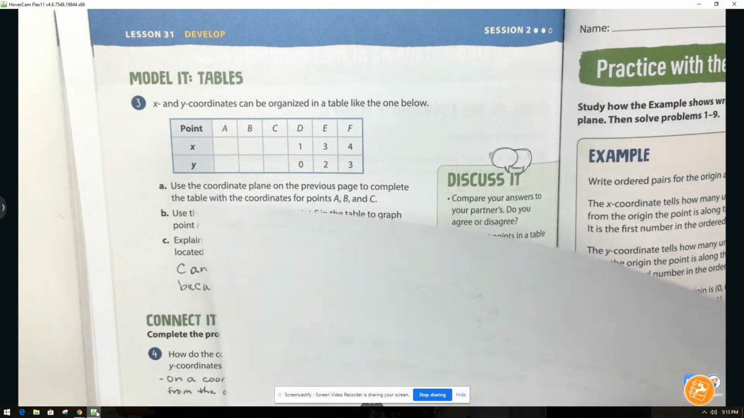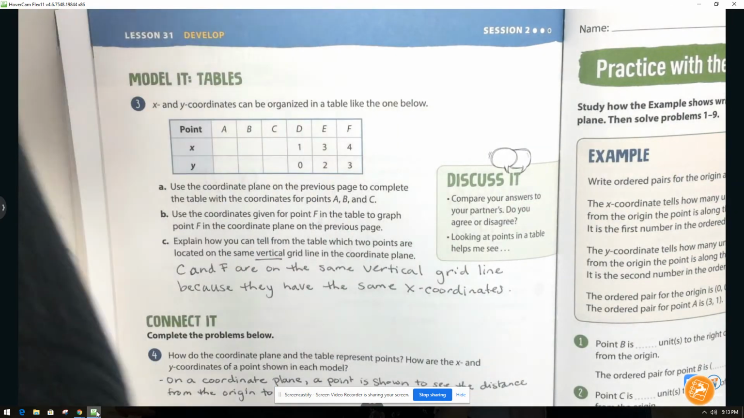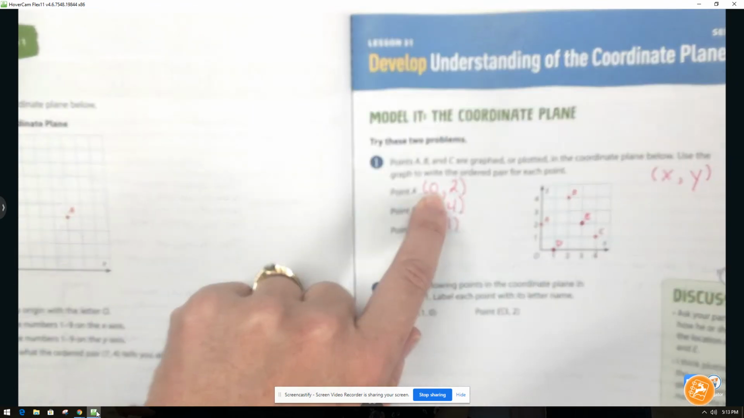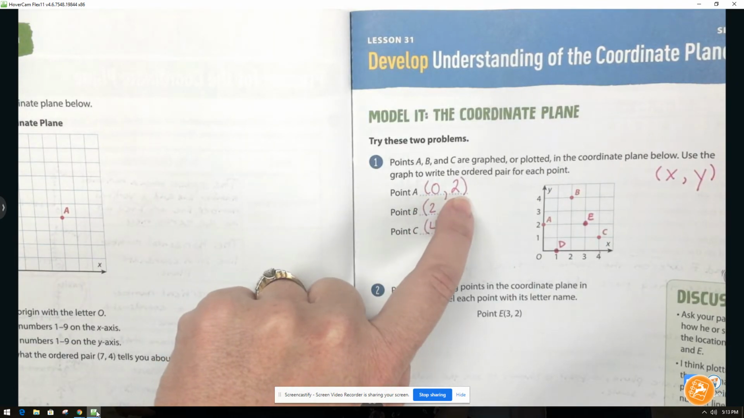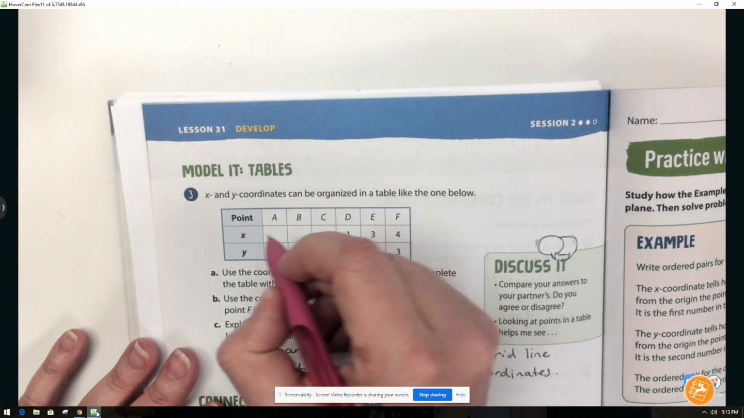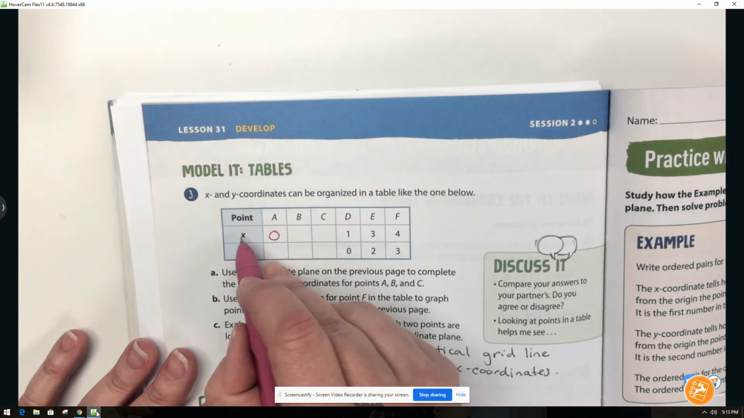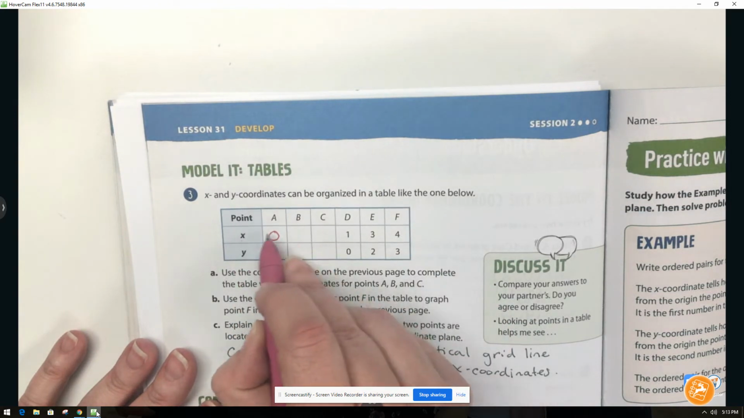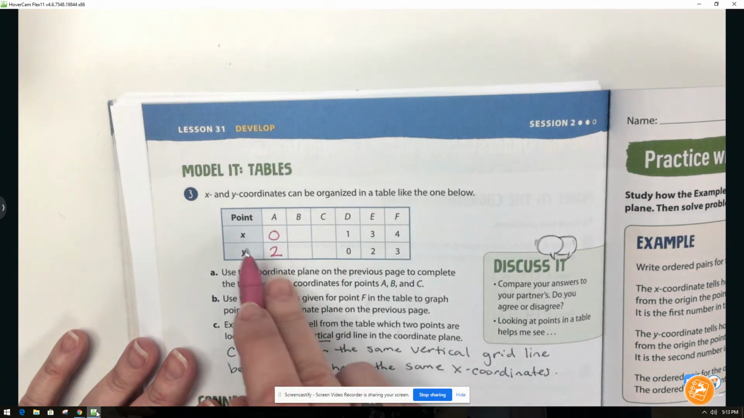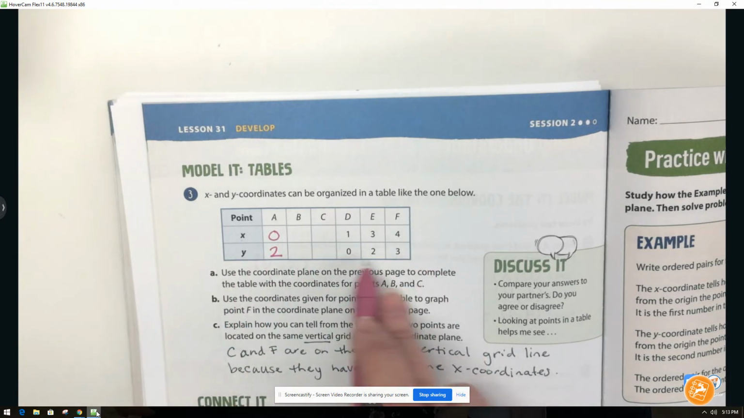So remember, we wrote those coordinates down. We wrote down that point A had an x value of 0 and a y value of 2. So if we come back to our table, point A had an x value of 0, because these are the x values, and a y value of 2. So all the top numbers are our x coordinates, and all the bottom numbers are our y coordinates.